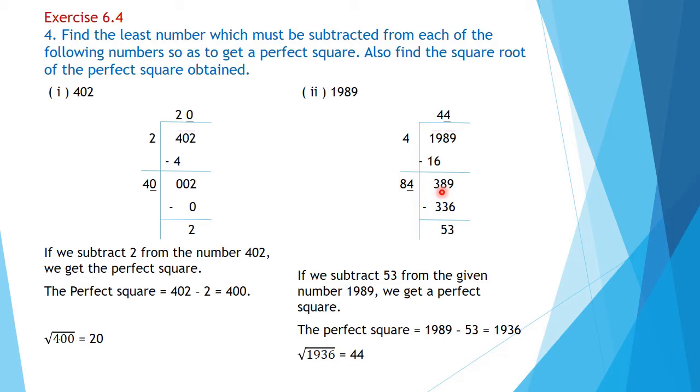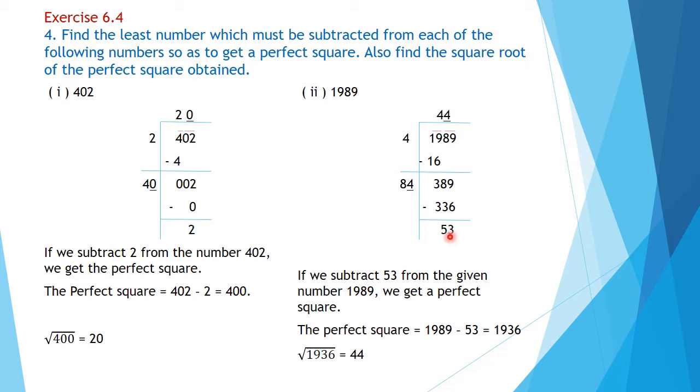And from 38, how many 8s can you take? You think of the table: 8 4s are 32, 8 5s are 40. So 40 is not possible, only 38. So 5 times is not possible. So 4 times only is possible, right? So 84 into 4 you try. So 84 into 4, trying, you get 336, which is very near to 389. So we can write here 4 and upside also 4. So we write here 336. Okay, subtracting we get 53.